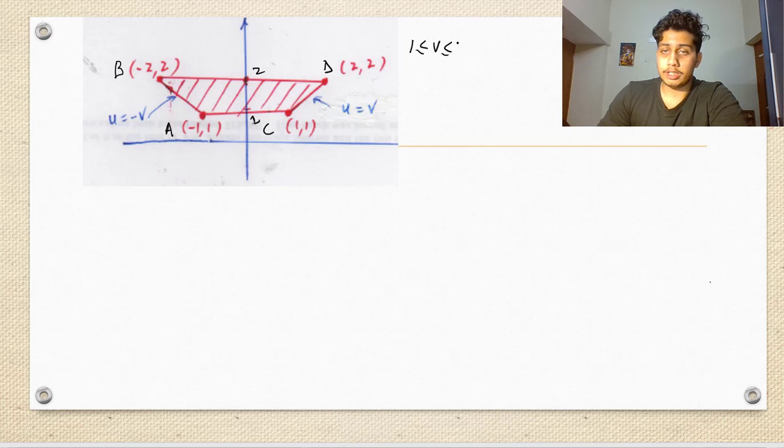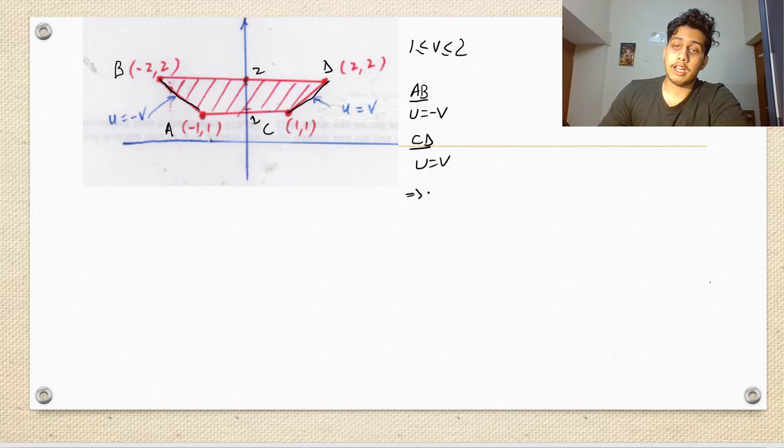and for the u-axis we'll look at the range for the AB line and the CD line. We can clearly see that for the line AB, the equation is u equals minus v, and the equation for the CD line is u equals v. So this implies that the range for the u-axis is minus v to v.